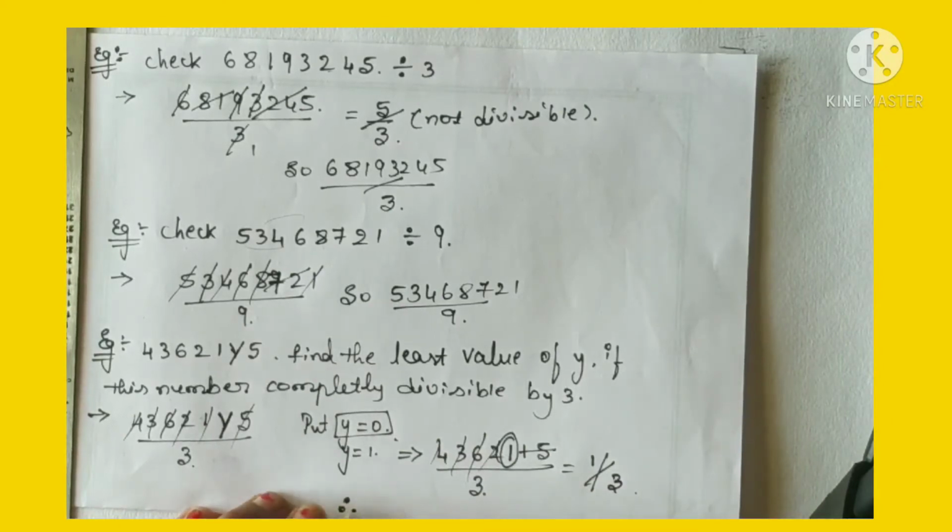They ask to find the least value, so 0 is the least value. When we apply 1, it is not divisible. So the least value of y is equal to 0.